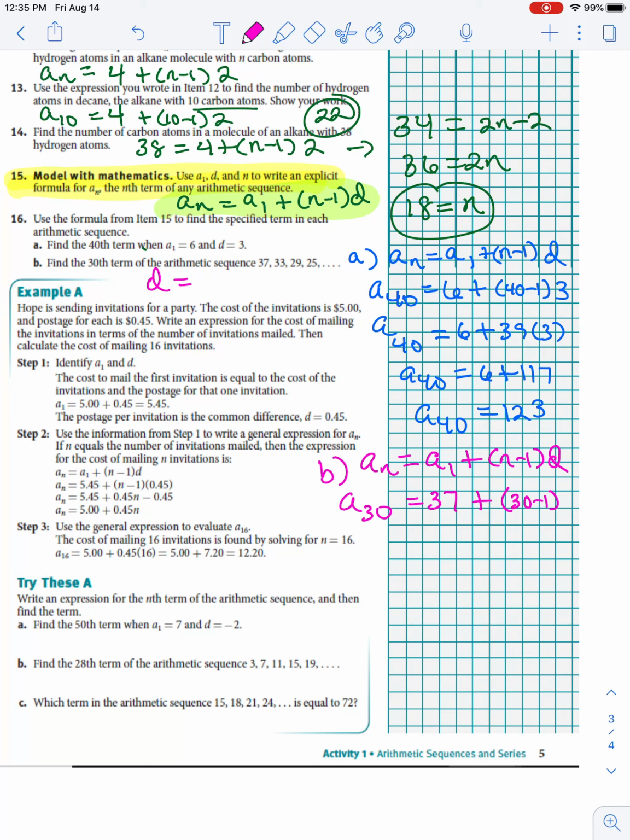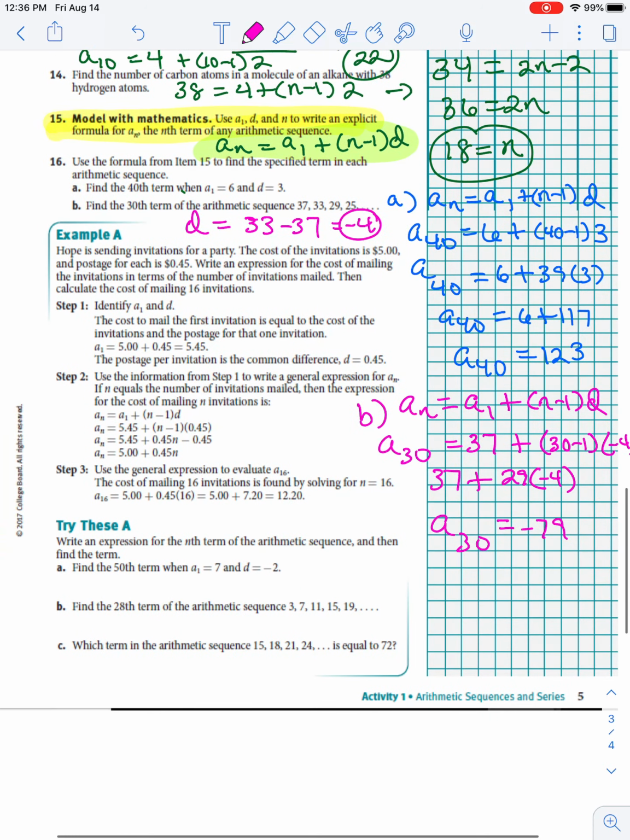Now this sequence is actually decreasing, isn't it? So when I do my common difference, let me come up here and do that real quick. My common difference is 33 minus 37. It's going to be negative, actually. So my common difference is negative 4. All right, now we calculate. So I have 37 plus 29 times negative 4. You could do all that at once on your calculator, and you would come up with A sub 30 equals negative 79, which makes sense because it's decreasing by 4. When you get to the 30th term, you're going to be in the negatives for sure.